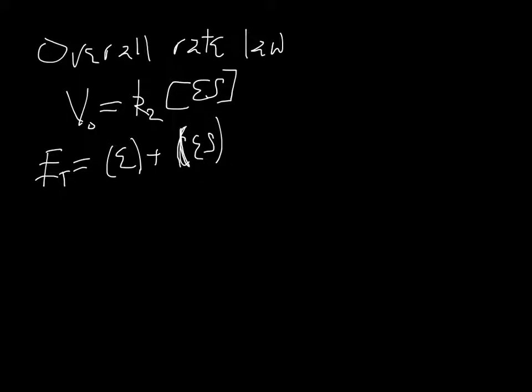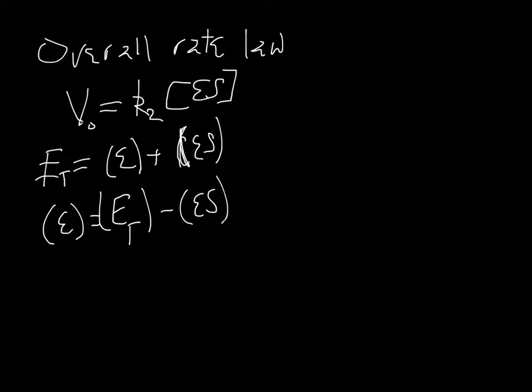So we want to put everything in terms of ES, since that's what's in the V naught equation here. Since this has an ES in it, we have to put everything in terms of ES. So let's define free E. The concentration of free enzyme has to equal ET concentration minus the concentration of ES.